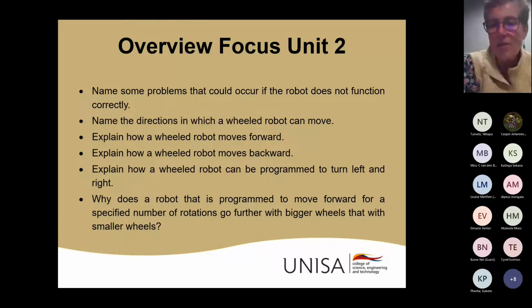Also, how do you program a robot to turn left and turn right? And then why does a robot that is programmed to move forward for a specified number of rotations go further with bigger wheels than with smaller wheels? Tell me why. And the learners need to be able to explain this with confidence.